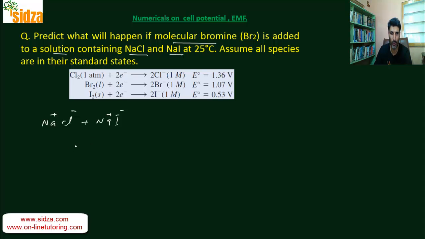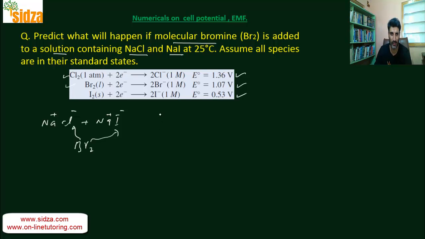So basically the possible reaction here is that the bromine molecule may react either with the chloride or with the iodide. We are given the reduction potentials of the different species here: bromine, chlorine and iodine. From this data, you can see that the reduction potential of chlorine is more than the bromine. So chlorine has a higher reduction potential than bromine.